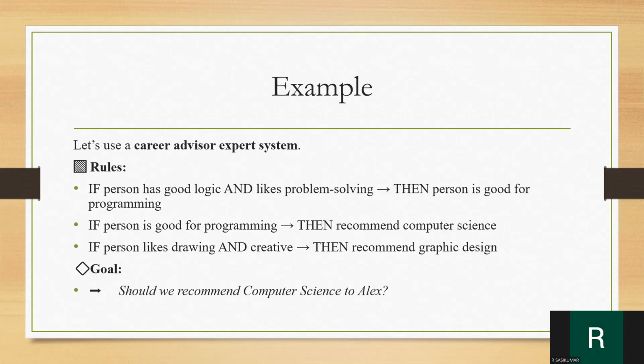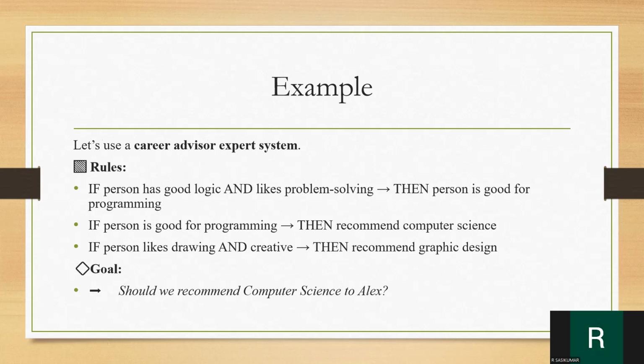For an example of backward chaining, let us use a career advisor expert system. The rules are: if a person has good logic and likes problem solving, then the person is good for programming. The second rule: if a person is good for programming, then recommend computer science. If a person likes drawing and is creative, then recommend graphic design.